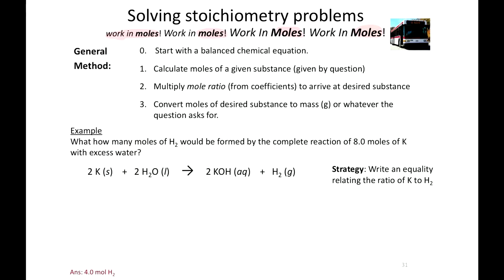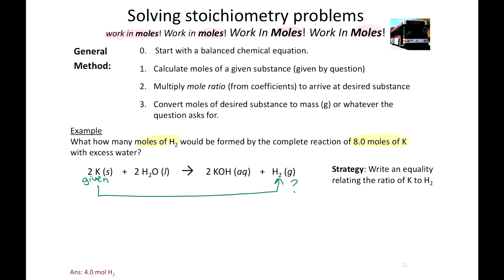So how many moles of hydrogen would be formed by the complete reaction of 8 moles of potassium with excess water, meaning there's plenty of water present, so that's never going to limit us. So my strategy here is identify what are we given and where do we want to go to. All right, we're given how much potassium we have, but we want to go to hydrogen, right?